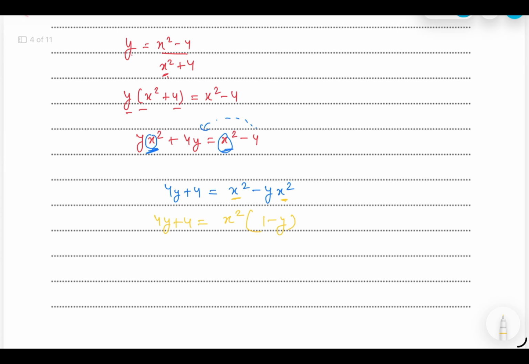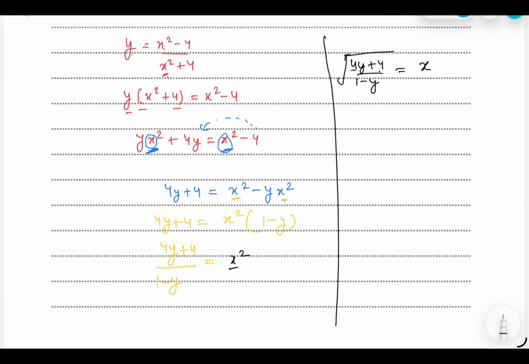Which would give me (4y plus 4) upon (1 minus y) equals x square. I have to make x the subject, not x square. So I will take square root on both sides, which would give me square root of (4y plus 4) upon (1 minus y) equals x. You can take 4 common from here. So it would be (y plus 1) upon (1 minus y), all under square root. Can we take 4 out of the square root? Yes, sir, we can. It will become 2. So 2 times square root of (1 plus y) upon (1 minus y) equals x.